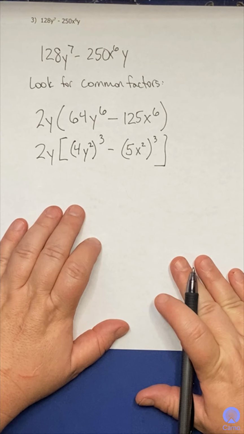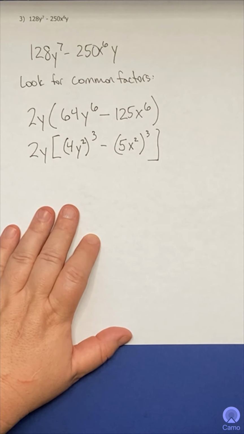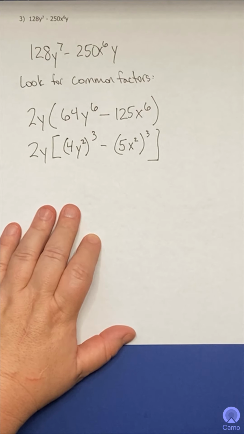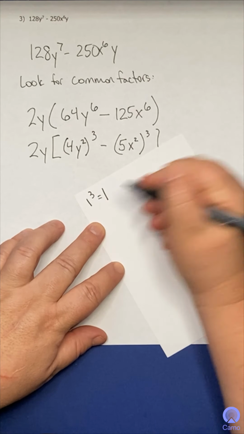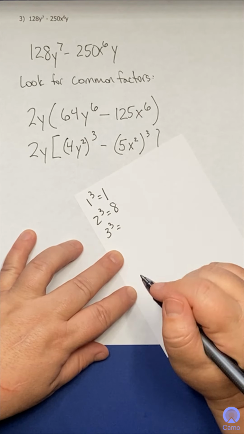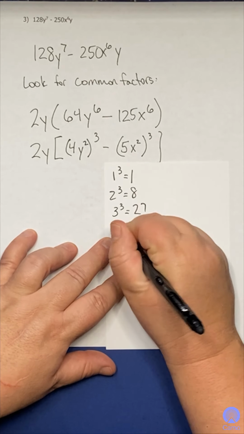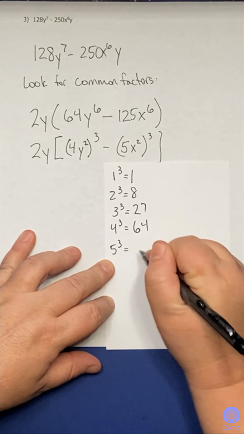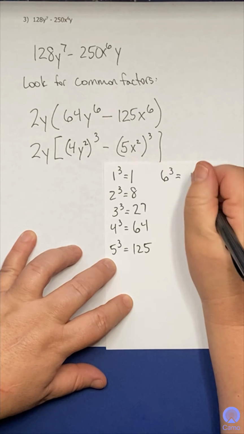And for this particular section, 6.5, you may want to just have a piece of paper somewhere where you just remind yourself 1 cubed is 1, 2 cubed is 8, 3 cubed is, you got it, 27. 4 cubed is, got it, 64. 5 cubed, we just talked about it, 125. 6 cubed, I think, is 216.